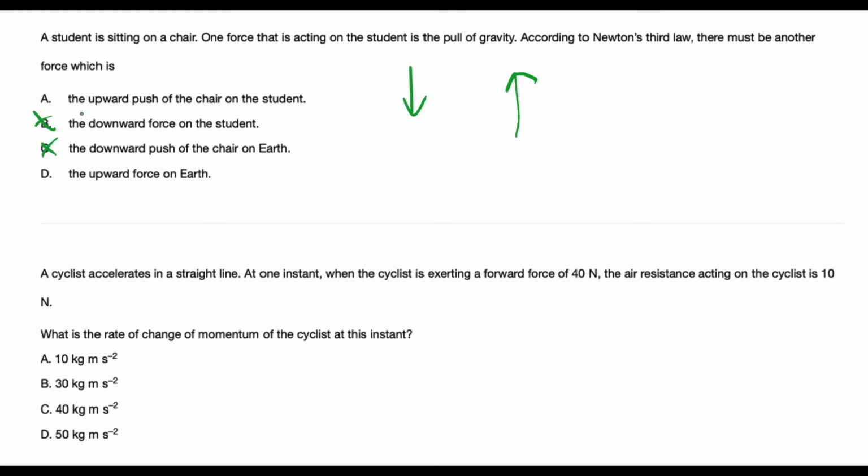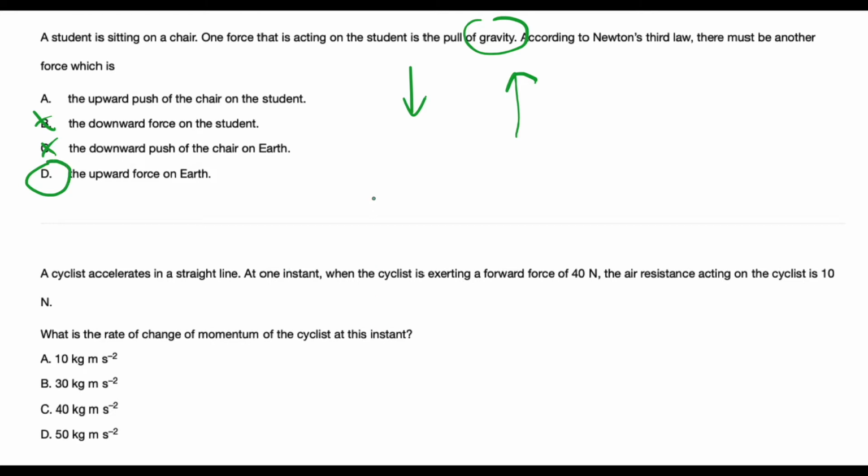We only have A and D, the upward push of the chair on the student, and the upward force on Earth. So now how do we do this problem? So we know the force acting on the student is the pull of gravity that is applied by Earth. So the reaction force must also be acting on Earth. So D is the correct answer.